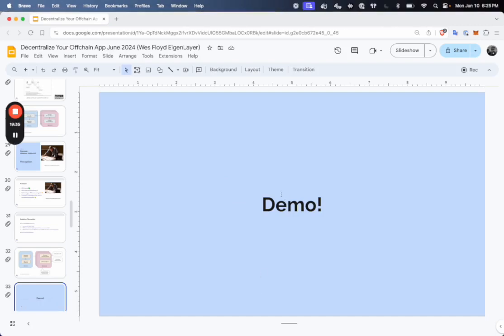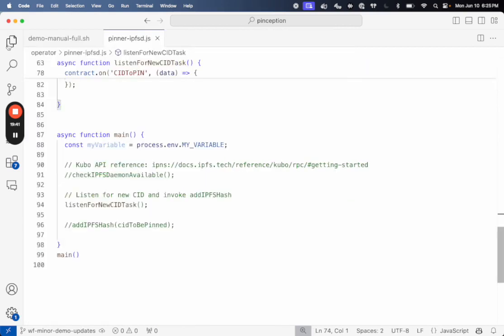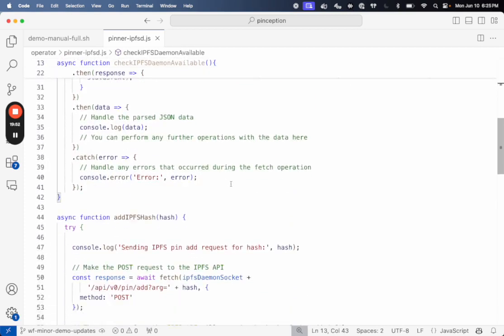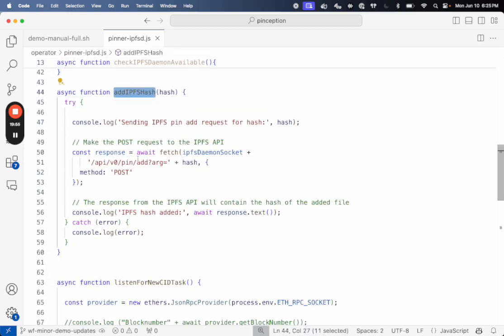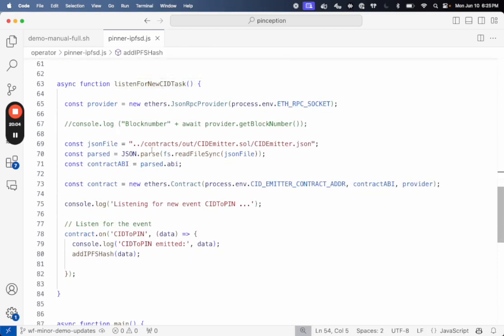All right, time for a demo. So let's jump over to Visual Studio here. The first file I want to show you is the JavaScript code. This is available on the GitHub repo for you to take a closer look at. But basically it's a series of function calls in JavaScript. They're going to do some things like add an IPFS hash. It's going to interact through the REST API with a local IPFS server. And it's also going to listen on chain for a new CID event. So in this case, there'll be an event that's published through the Pinception smart contract. The event name is CID to pin. And when it hears that, it actually invokes and says, okay, let's store this here off chain.